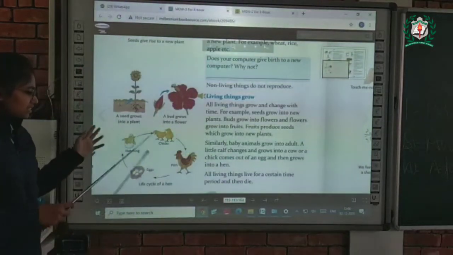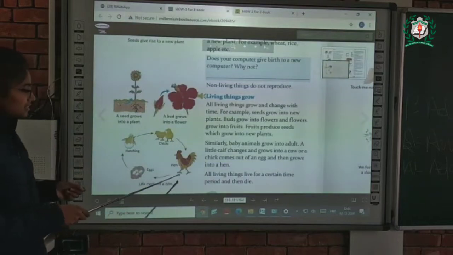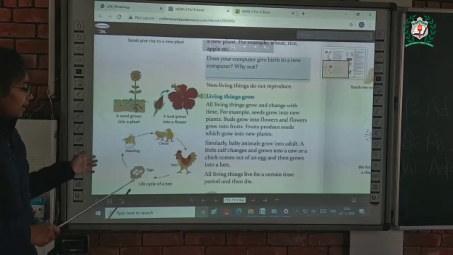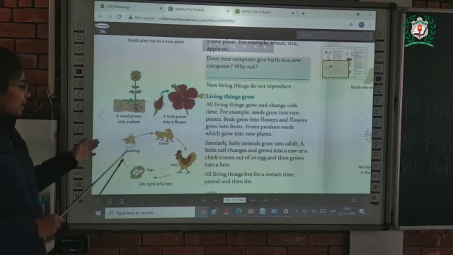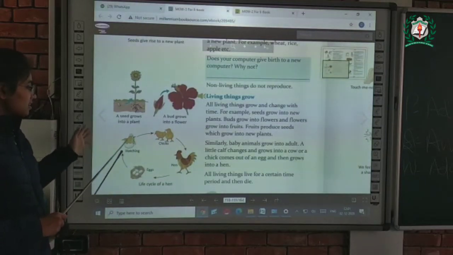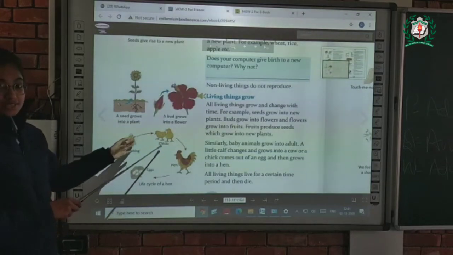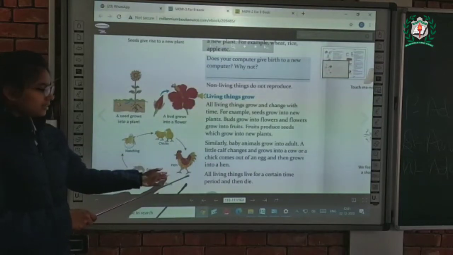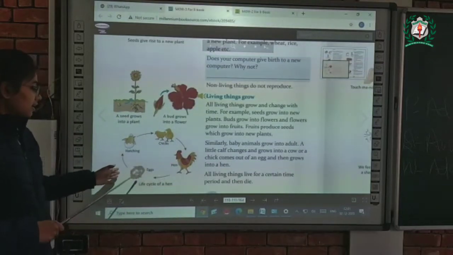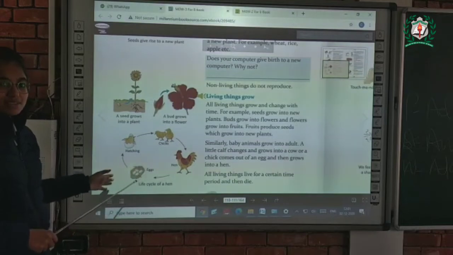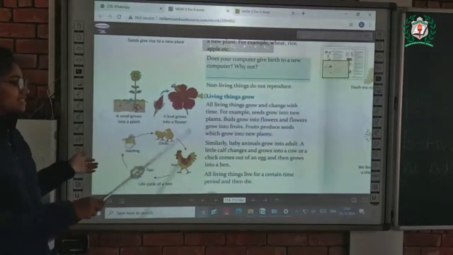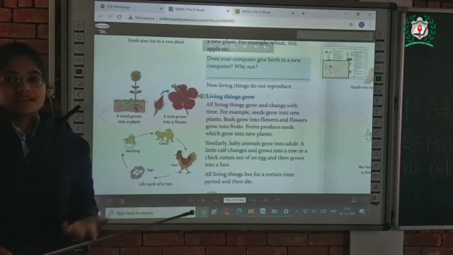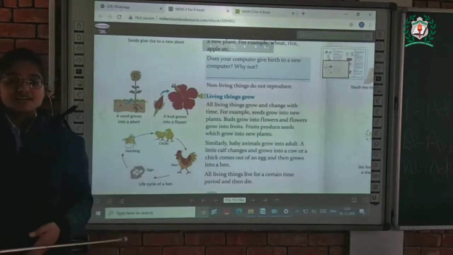So see the life cycle of the hen carefully. This is the adult hen. It has laid some eggs here, and when these eggs hatch, they give birth to these little chicks. Then these little chicks will become adults, and they will also lay some eggs, and again the whole cycle will repeat. So this is the characteristic of living beings that they grow.